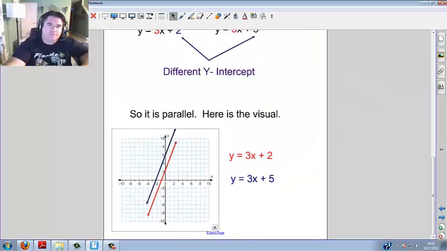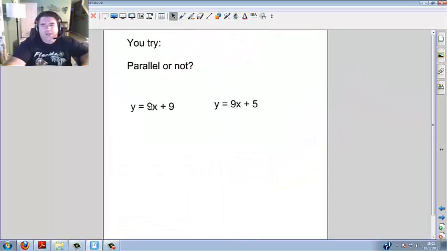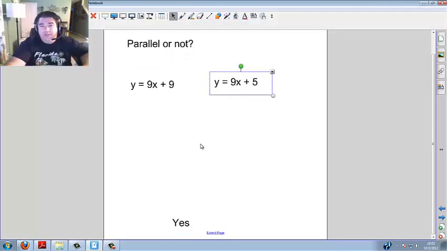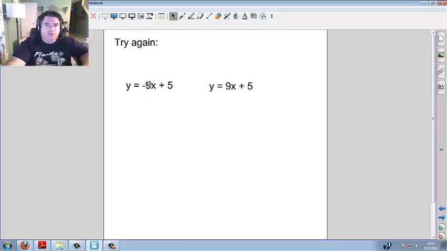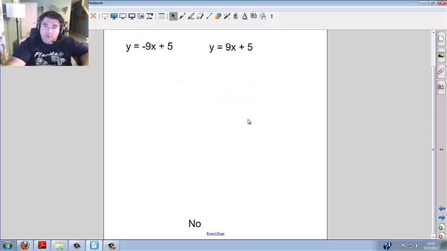All right, let's do a U-try. Simply, are they parallel? So take a look, make a guess, and I hope you guessed yes, because they have the same slope but different y-intercept. Let's try one more. Go ahead. Are these two parallel? And I hope you said no, because these are different numbers, -9 and +9, which do not make the same slope.